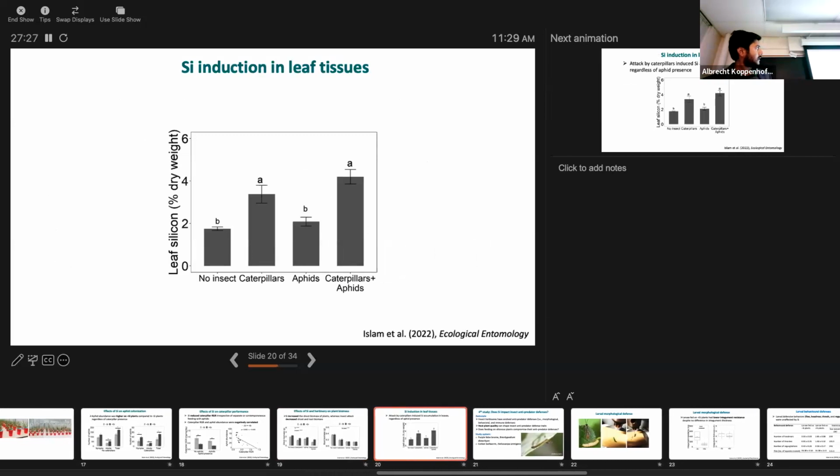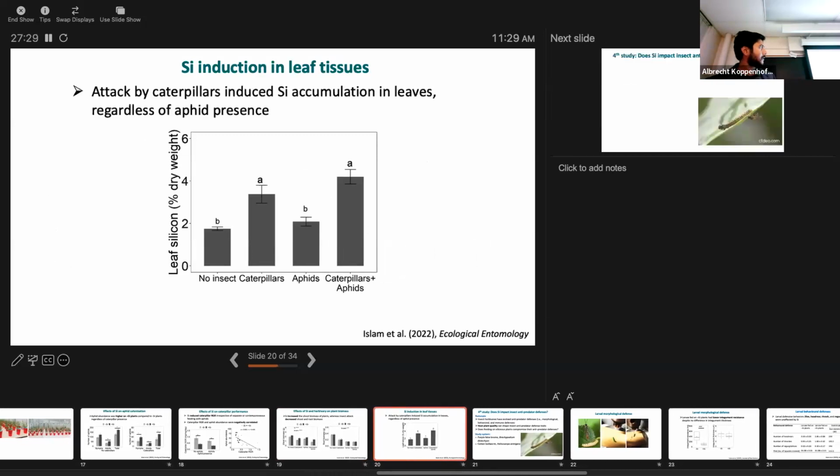When we looked at the silicon induction in leaf tissues, we found that it was the caterpillar that was inducing more silicon accumulation in leaf tissues, not aphids. You can see that the level of silicon induction was similar in caterpillar-infested and caterpillar plus aphid-infested plants. So there was no difference in the level of silicon induction, because the caterpillars were mostly responsible for the increased silicon accumulation in leaf tissues, not aphids.